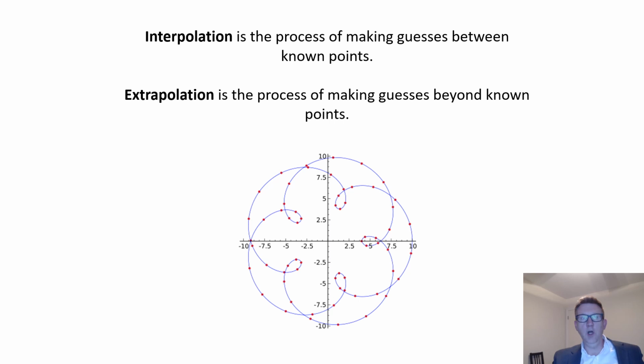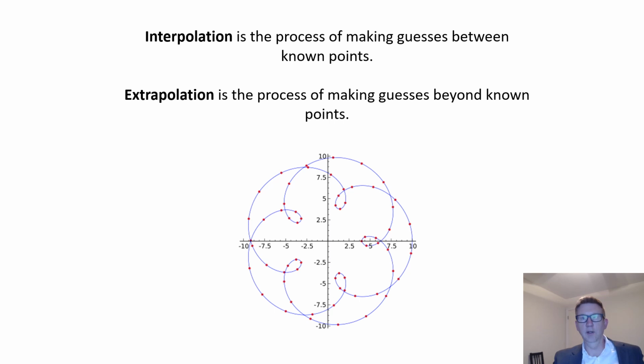So that's a concrete example. Let's take a look at some of the terminology here. So you may have heard of the difference between interpolation and extrapolation. Interpolation is the process of making guesses between known points. Generally, that's relatively easy to do, at least in comparison to extrapolation. Extrapolation is where you're trying to guess what's happening outside of known points.